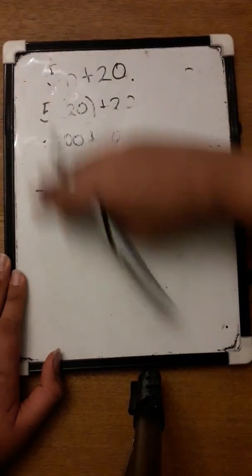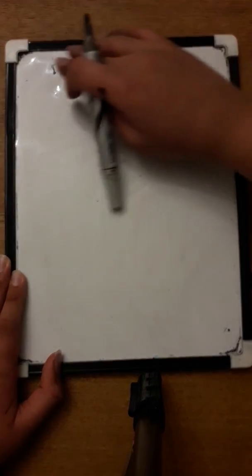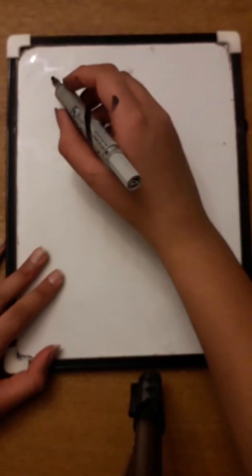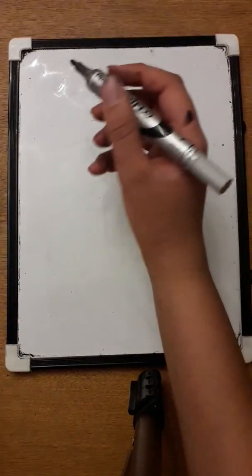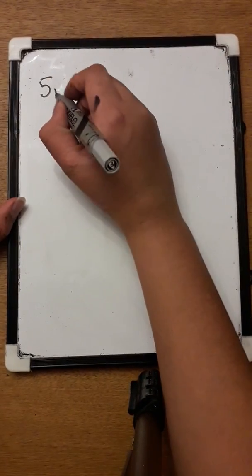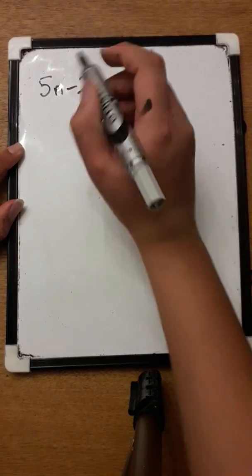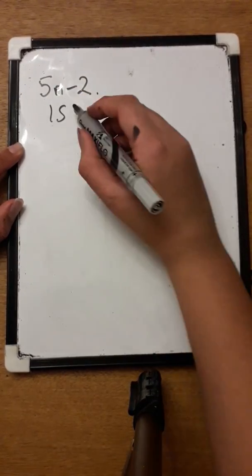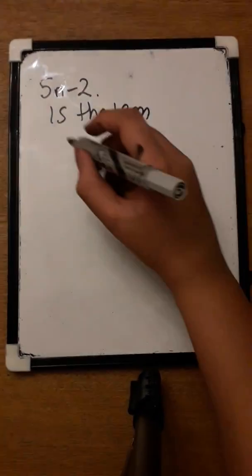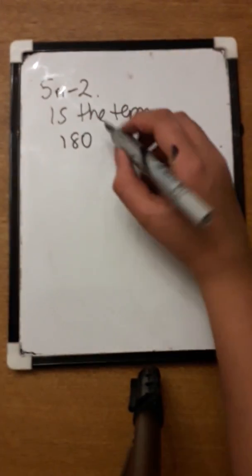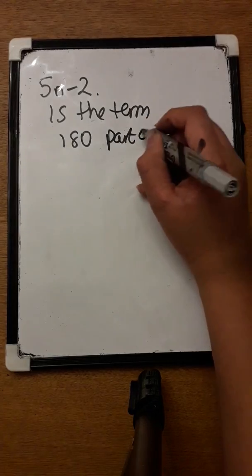Now guys, I'll be giving you another example, but this time you need to say whether or not something is in a certain sequence. So an exam question may be: the nth term of an expression is 5n minus 2. Okay, they may say, is the term 180 part of this sequence?